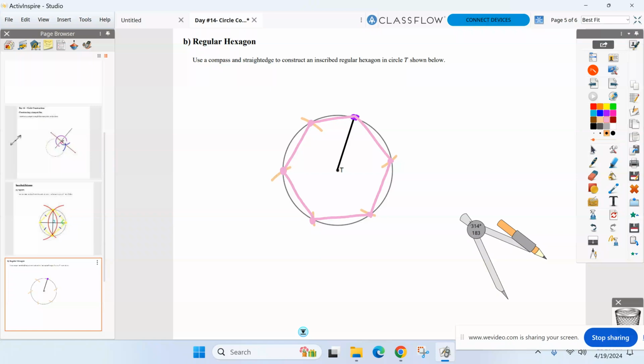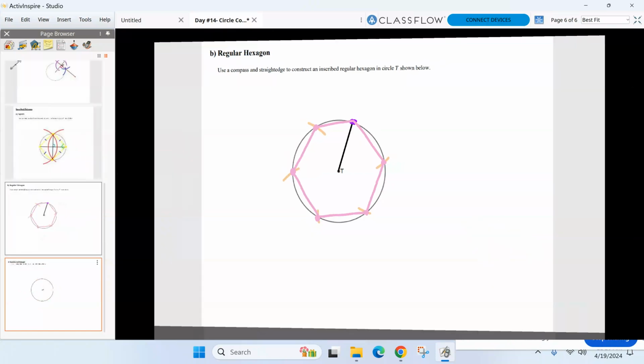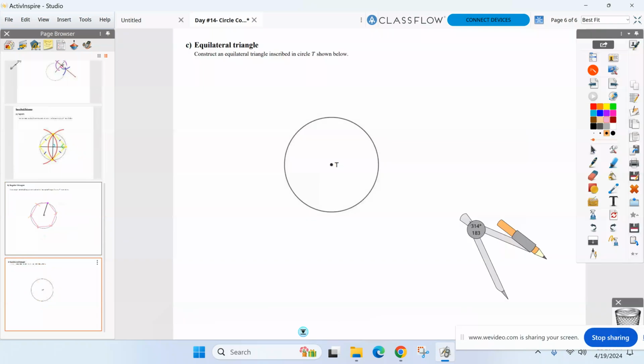Any questions? Square, hexagon? And why don't we do another figure while we're here, huh? Equilateral triangle.